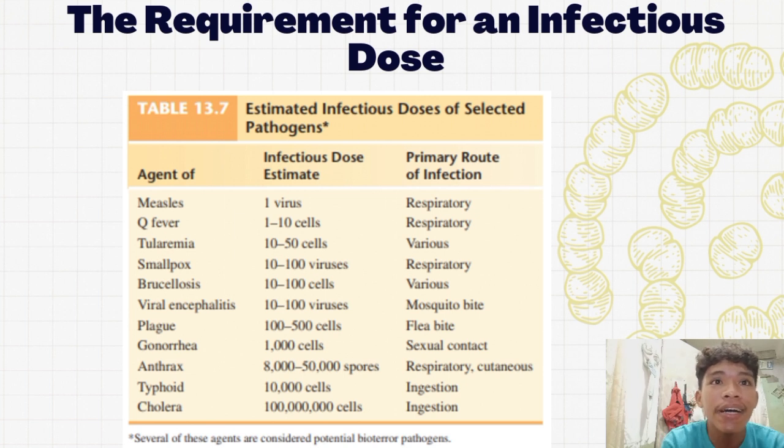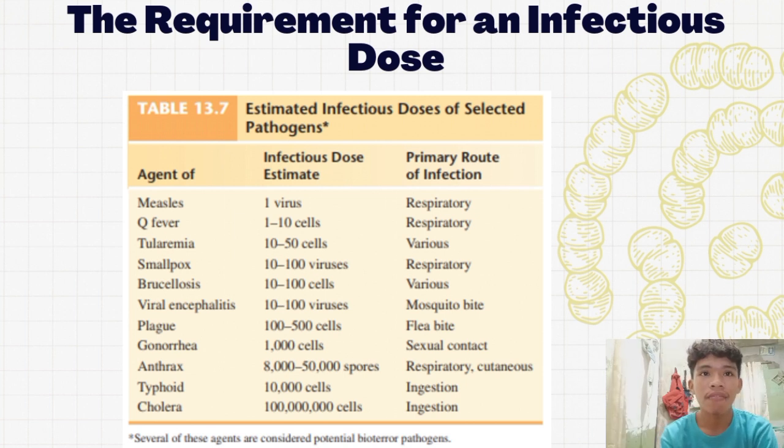And another agent of smallpox, about 10 to 100 viruses. Ang primary route of infection, respiratory. Ang smallpox, a serious viral infection that has been eradicated globally through vaccination. Ang brucellosis naman is about 10 to 100 cells. Ang primary route of infection is virus. Ang brucellosis, a bacterial infection spread through contact with infected animals or their products.